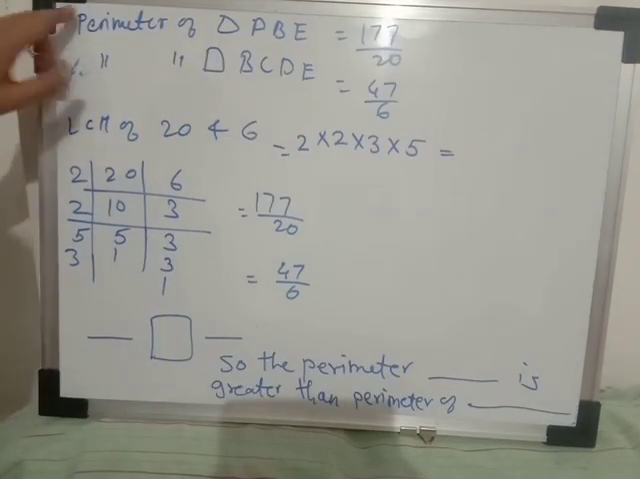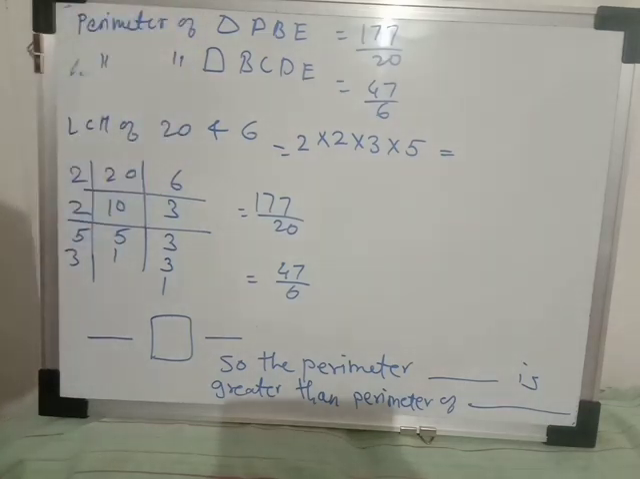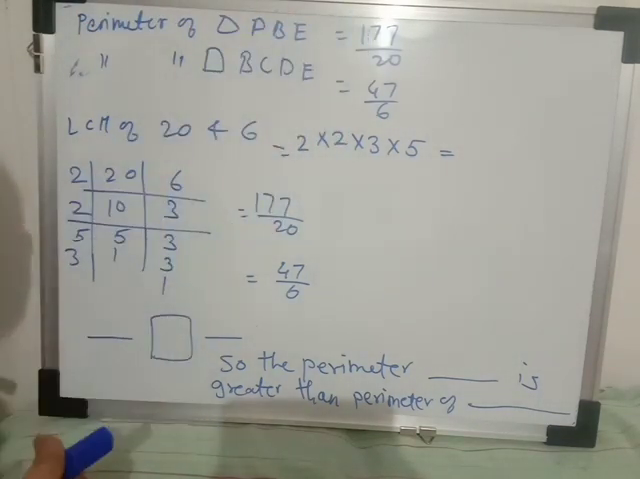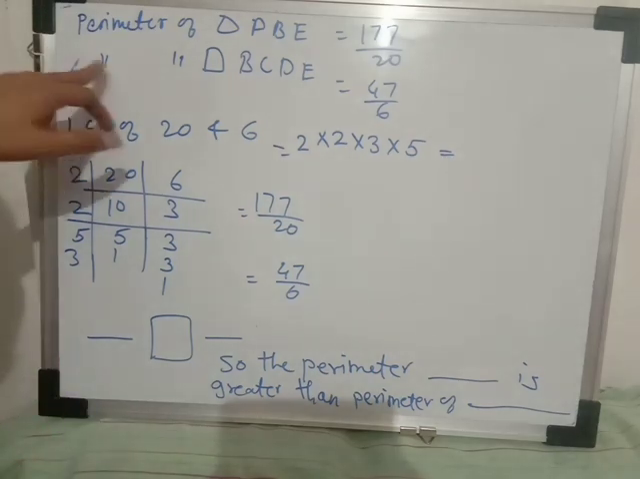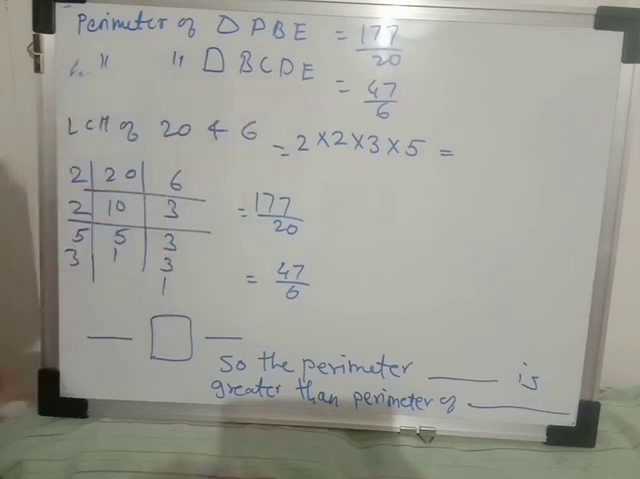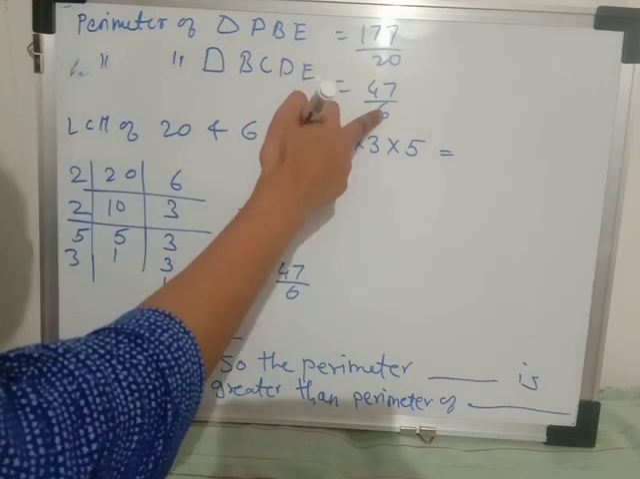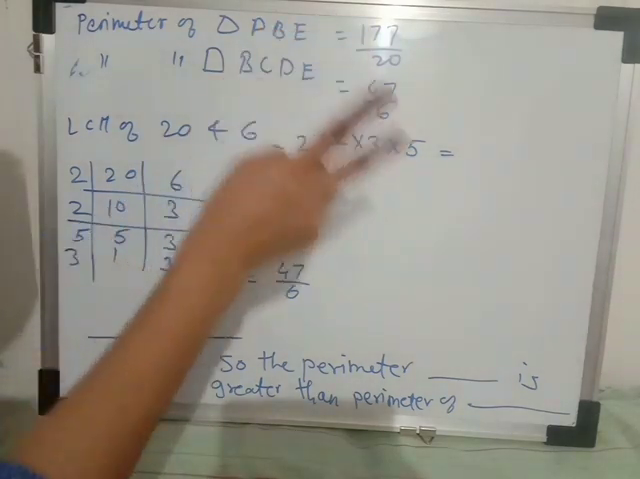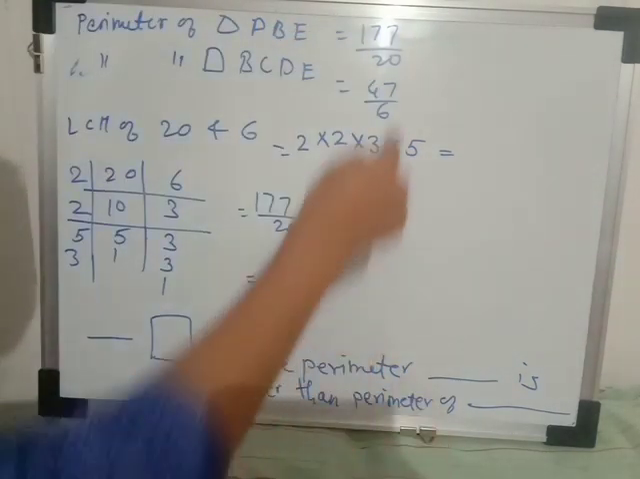Now the third step, what we have to do? We have to make their denominators equal. So the perimeter of triangle ABE is 177 upon 20. The perimeter of rectangle BCDE is 47 upon 6. Here two different fractions are there, and their denominators are different, 20 and 6.